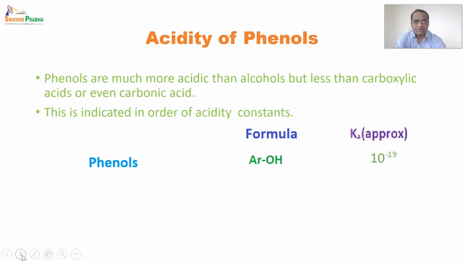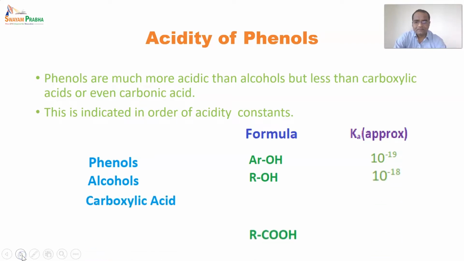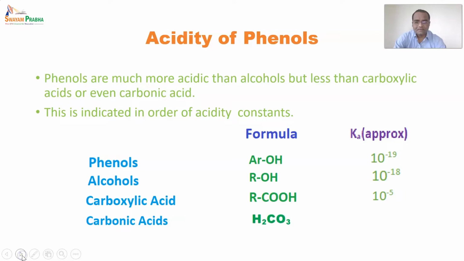The approximate value for Ka is 10 raised to minus 19 for phenol, for alcohol it is 10 raised to minus 18, for carboxylic acid it is 10 raised to minus 5, and for carbonic acid it is 10 raised to minus 7.